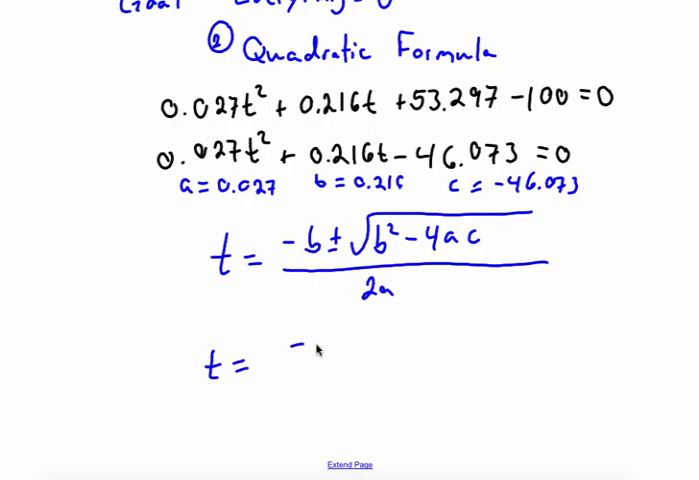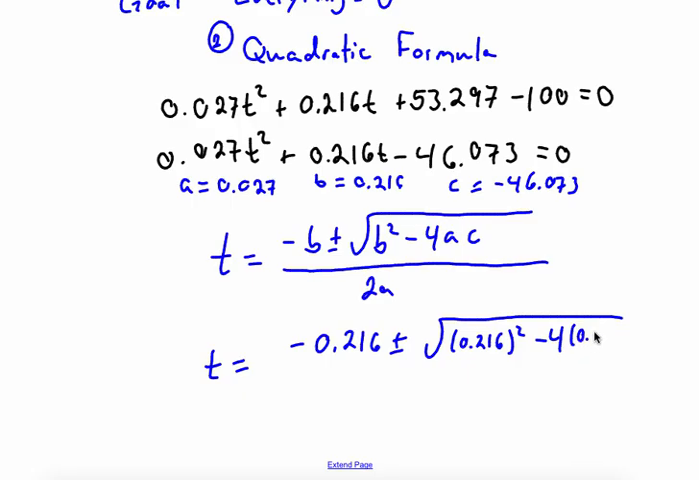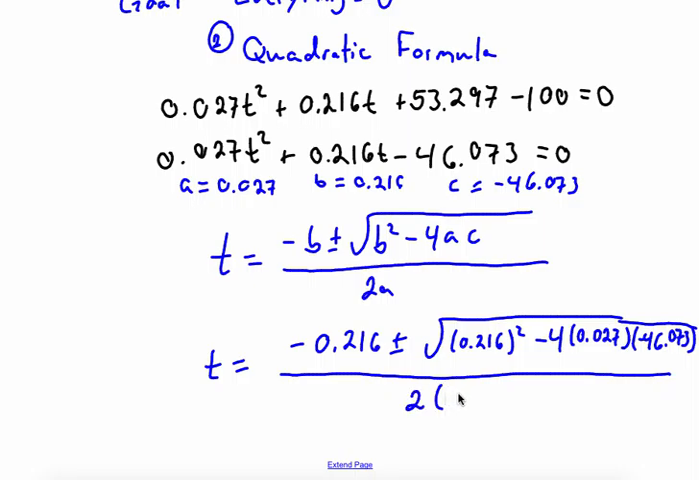So t is equal to negative 0.216 plus or minus the square root of 0.216 squared minus 4 times the a value, which is 0.027. I've got to squeeze this in here. So c, which is minus 46.703. That's all over 2a. Now remember, you have that program that can do the next steps for you, but I do not, so I just need to type this in.